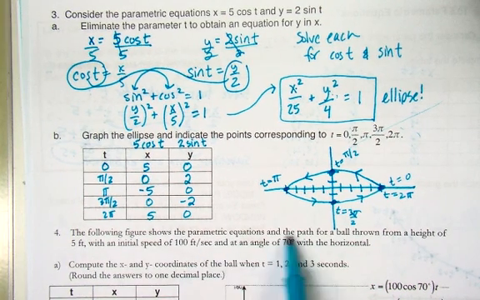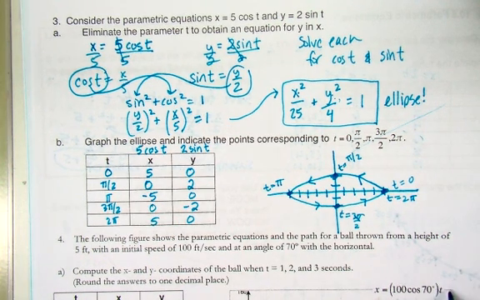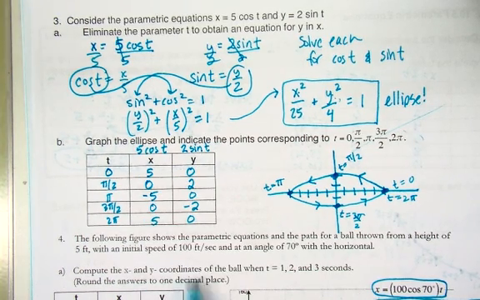Parametric equation, the path for a ball thrown from a height of 5 feet with initial speed of 100 feet per second and an angle of 70 degrees with the horizontal. Okay, the nice thing is they gave the equations to you over here. So here's your x equation, and here's your y equation. Compute the x and y coordinates of the ball when t equals 1, 2, and 3.